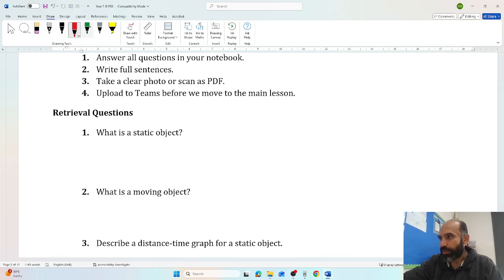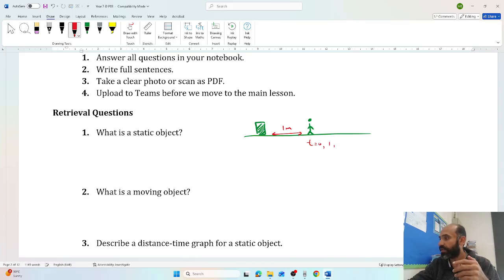So the first part, what's meant by static object? If we have a reference, a point, something, and you are just standing at a distance of 1 meter between you and this reference. And as time passes, we have just started the stopwatch, so the time is 0. Then after 1 second, after 2 seconds, after 3 seconds, the distance between you and this object just remained the same, 1 meter.